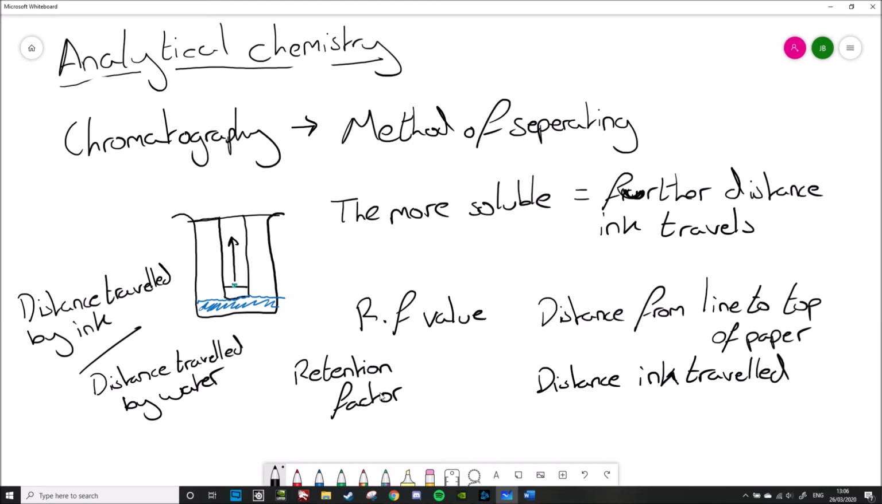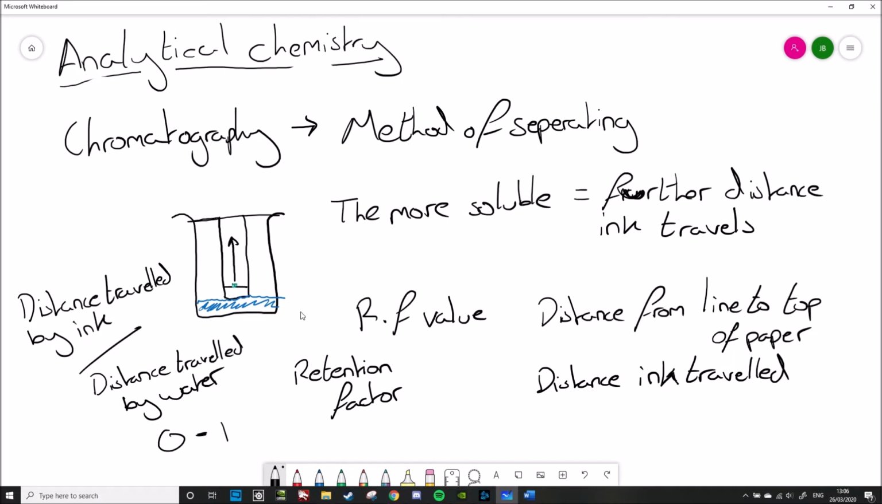Once you get that, you'll get our RF value, and that number has to be between 0 and 1. It can't be higher than 1, it can't be lower than 0. 0 means that it is not soluble at all, it didn't travel at all, and 1, it travelled all the way to the top, so it's the most soluble it can be. Right, so that is chromatography.